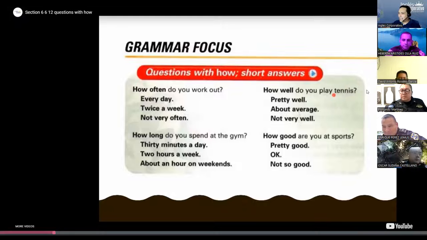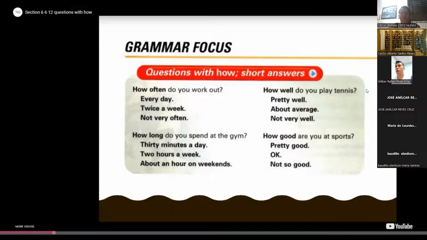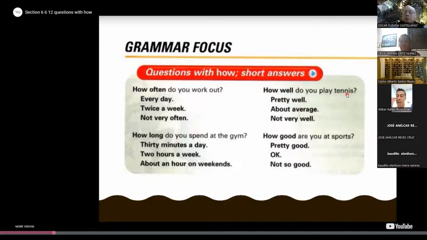How well do you play basketball? Let me see who plays basketball here. Wilbur, how well do you play basketball? I know play basketball. Not very well, so no. Not very well. How well do you play soccer? Not very well.